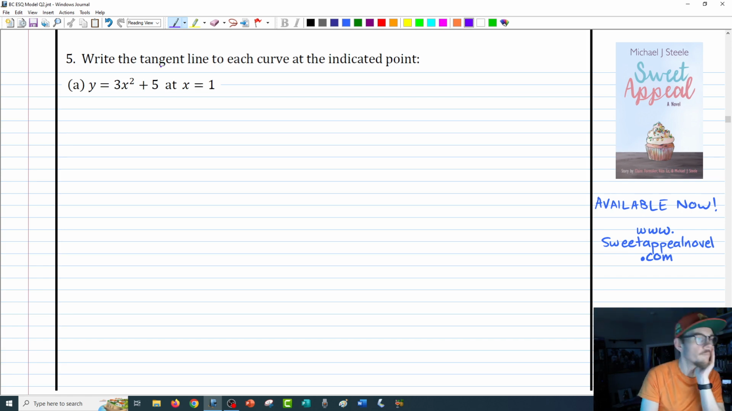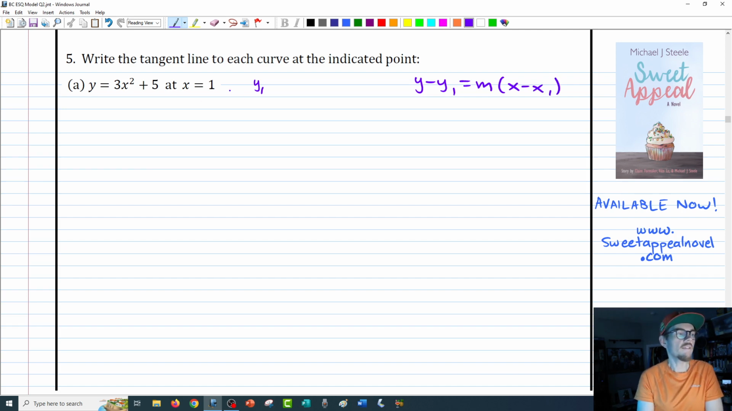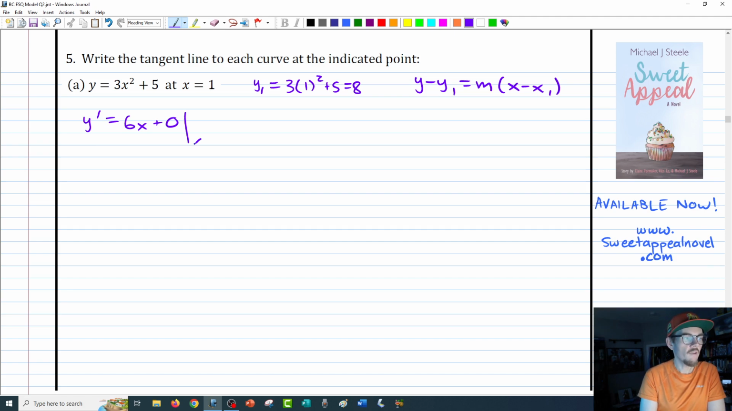Like when in Rome. So first of all, to get the y1 value, because remember our goal here is to write our tangent line equation as y minus y1 equals m times x minus x1. Based on that, to find y1, I'm just going to plug in 1. So that'll be 3 times 1 squared plus 5, which is very clearly equal to 8. To get our slope, I'm going to take the derivative first, which is going to be 6x plus 0. And then I'm going to evaluate it at x equals 1. That means that our slope is going to be 6 times 1 equals 6. Based on all of that, we have y minus 8 equals 6 times x minus 1.